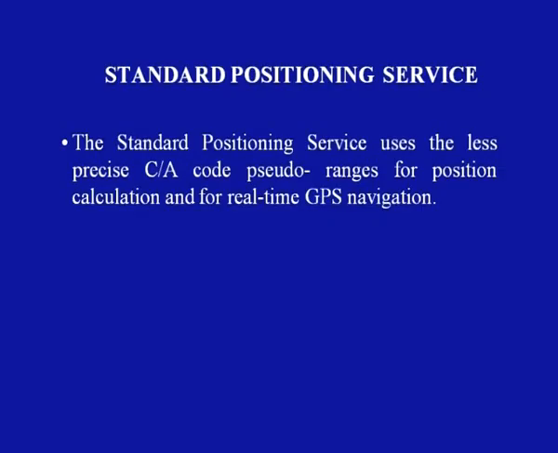The standard positioning service uses the less precise CA code pseudo ranges for position calculation and for real time GPS navigation. This means that this is a low order data collection procedure. The accuracies obtained in this particular positioning system would be of a lower order.